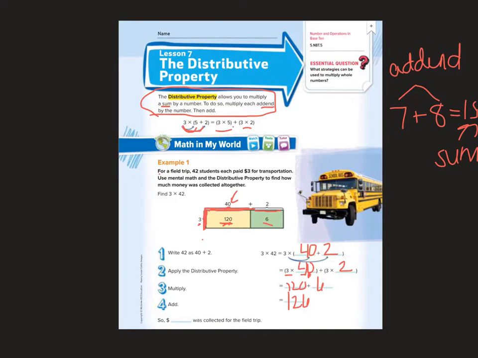That's really a nice, easy way to think about it. So $126 was collected for the field trip. That really makes it concrete. You could do that in your head if you needed to, right? You could pull them apart and put them back together at the end using the distributive property. So this is a really good tool to have in your toolbox.